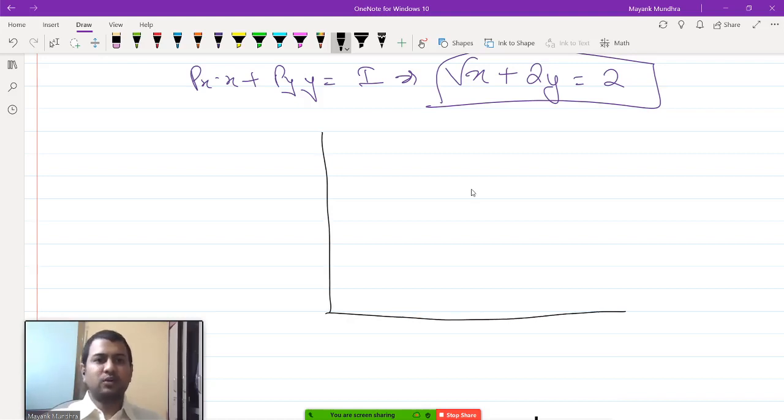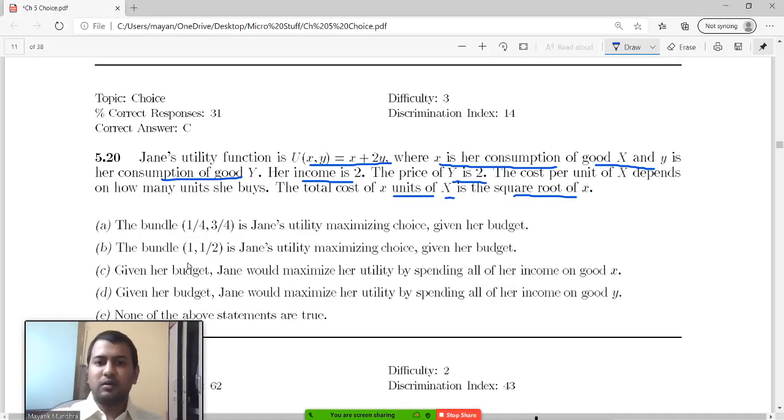When x is 0, y is 1, and when y is 0, x is equal to 4. So this will be your budget curve. Let's not call it a line, let's call this a budget curve.